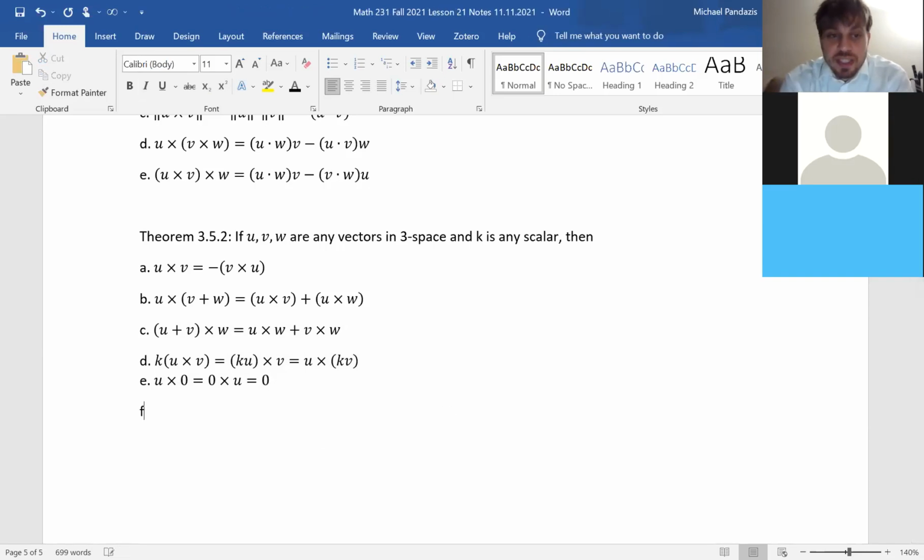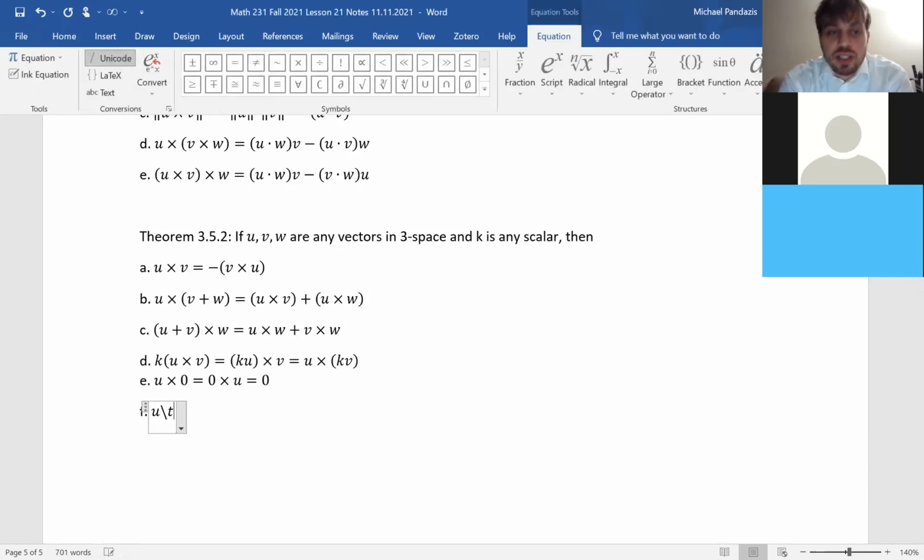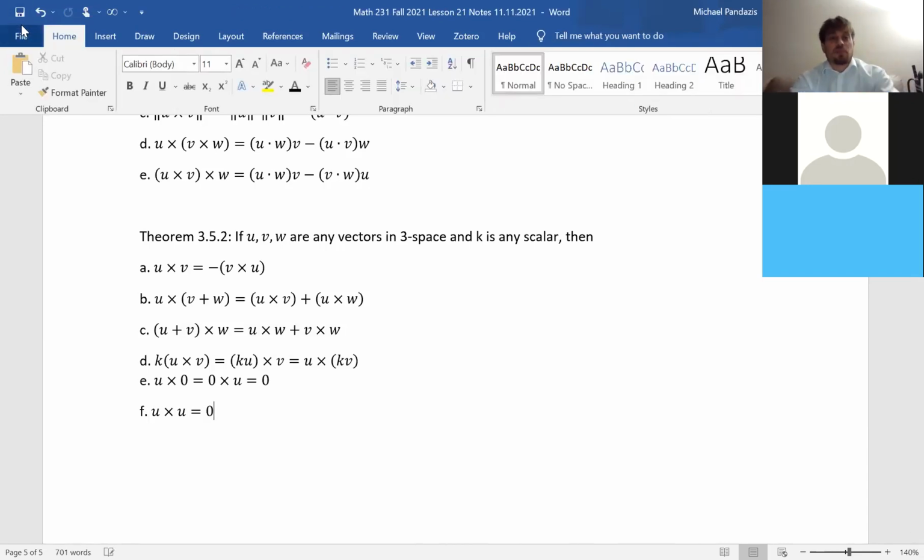That's E, and then F is saying that when you take u cross itself, u cross u equals 0. So when you take a vector and cross product it with itself, it equals 0. The vector u does not have to be the 0 vector. It can be any vector. So for any vector, even all the non-zero vectors, which are almost all of them, you take the cross product with itself, and it is 0. Okay, so these, A through F, are additional statements about the cross product. Six additional statements in Theorem 3.5.2. These are for vectors u, v, and w in free space, where k is a scalar.